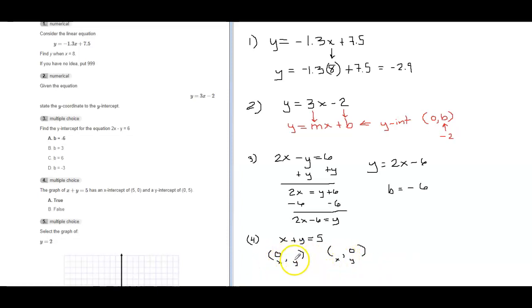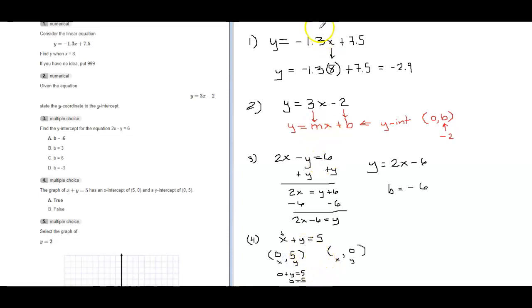For example, in the first parenthesis, I'm missing the y. So how do I find the y here? I'm going to take this x that is 0 and plug it in for this x here. So if I put 0 for the x, then I'm going to have 0 plus y equal 5. But what is 0 plus y? Oh, that's the same thing as just y. So y is 5. That's how we got this number here.